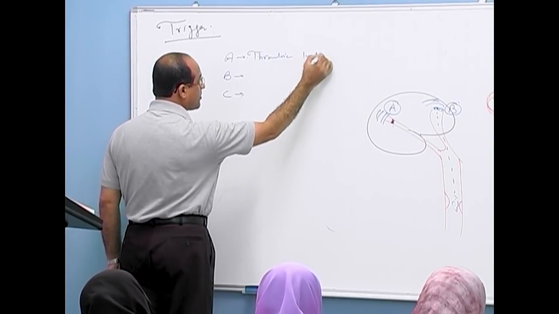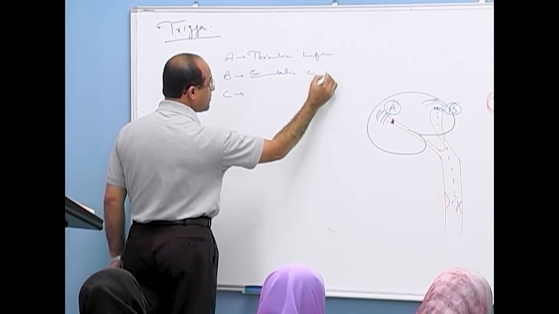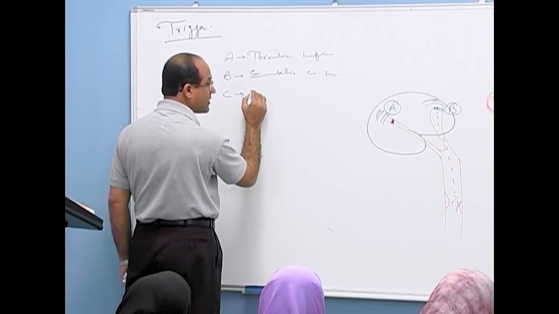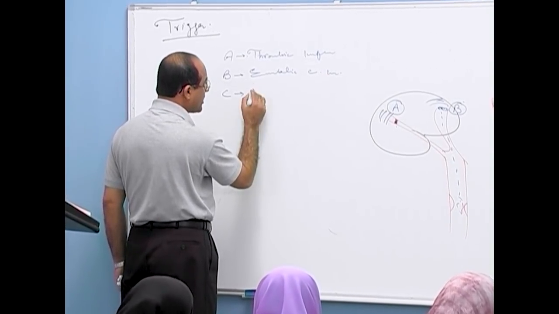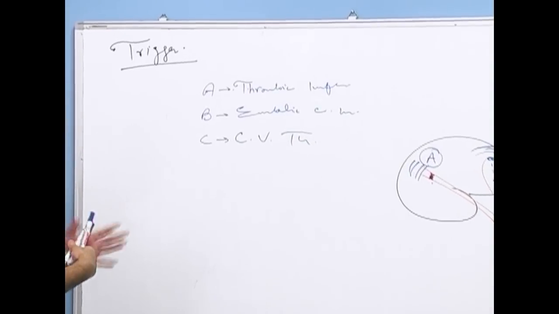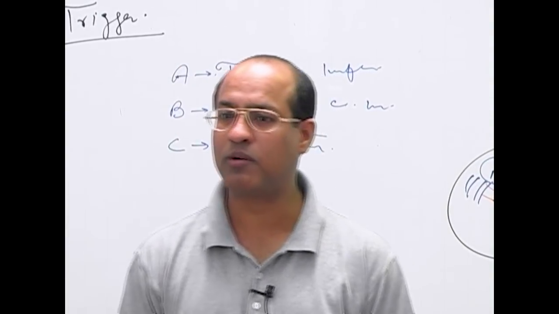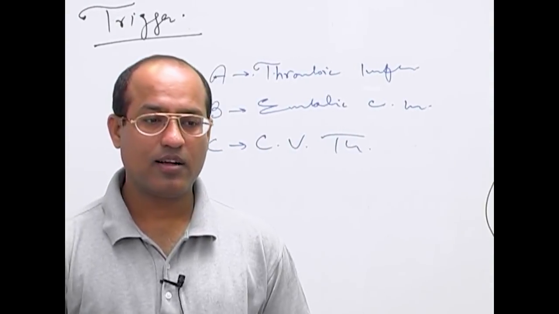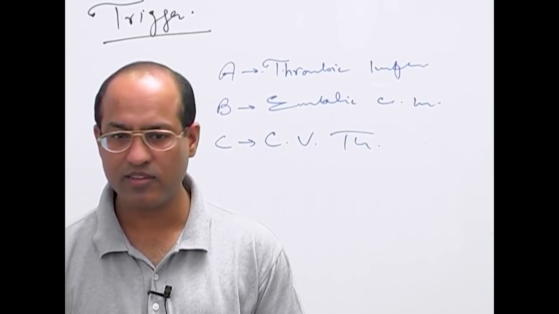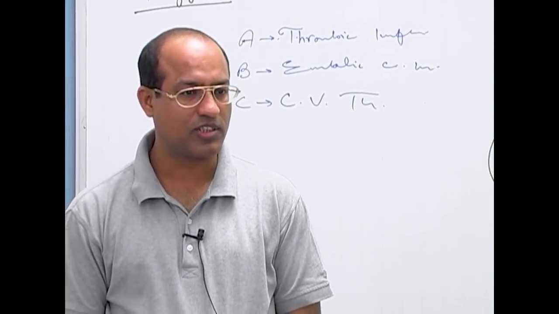Number 2 is embolic cerebral infarction. And number 3 is cerebral vein thrombosis. What do you think? Which patient has the maximum risk of epilepsy? I'm about to be impressed by someone out of you. Very commonly they make an MCQ on this, because in America the population is getting older.